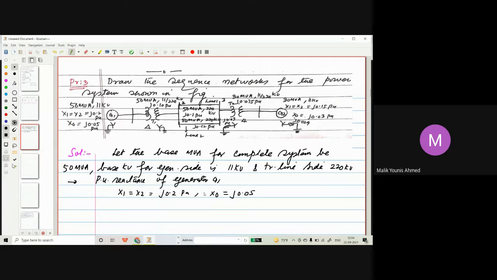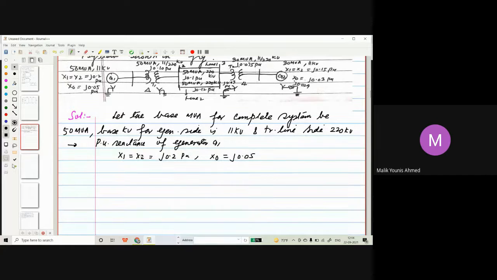Why? Because we multiply by SB new divided by SB old, that is 50 by 50, and by VB old by VB new, squared, which we don't need to write. I have told you, when you have the same ratings on the rated values, then we can simply write the same values. Number second, let us move further.